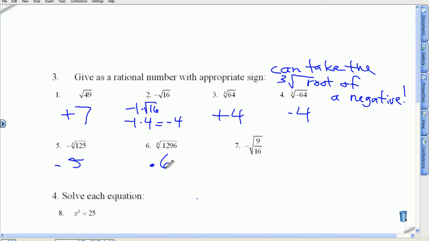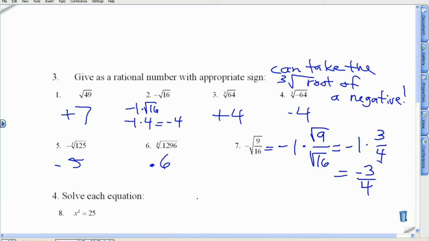Now for number 7, we can be smart about this, stay away from the calculator. Rules of exponents say I can actually take the square root of 9 and the square root of 16 separately. So this becomes negative 1 times 3 over 4, or negative 3/4. That would be the answer to number 7.